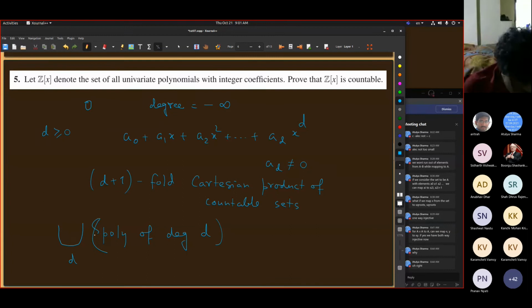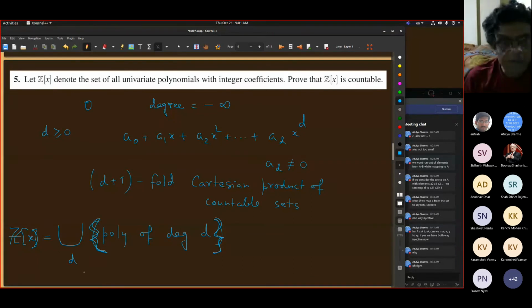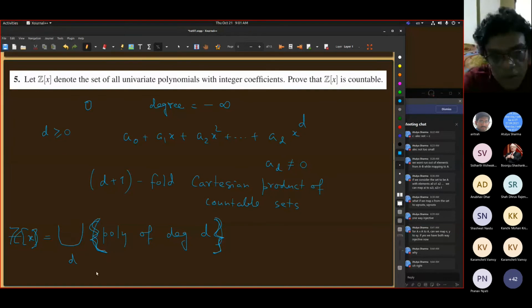Or maybe this is set notation. So this will be my Z[x]. But d varies from, okay, there is a single case minus infinity, and then you have 0, 1, 2, 3. So this is countably many possibilities. Therefore, Z[x] is a countable union of countable sets. So this is countable.